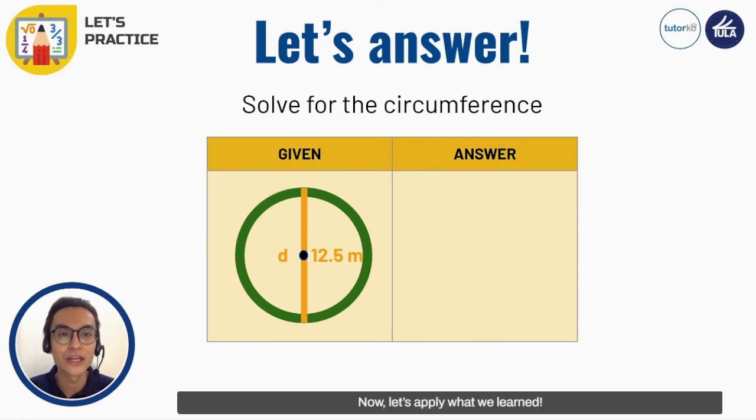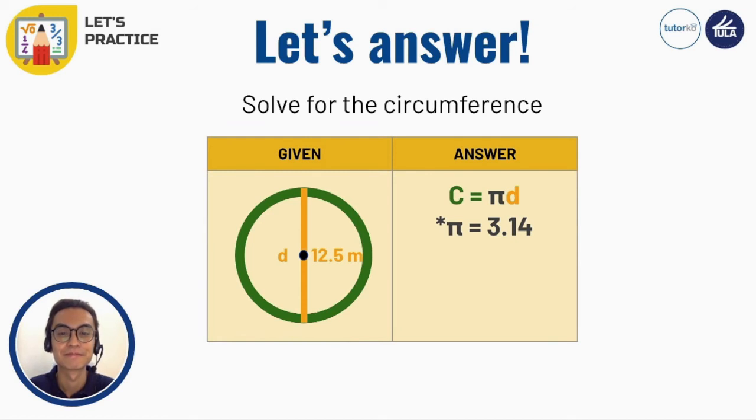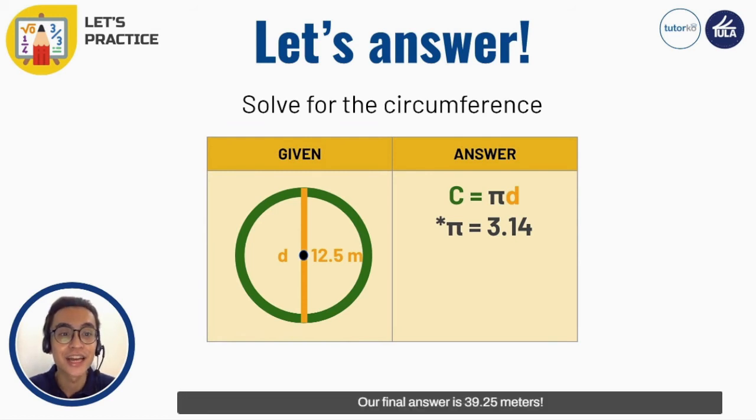Now, let's apply what we learned. Let's solve for the circumference of a circle with a diameter of 12.5 meters. Tandaan, ito ang formula natin. You may pause the video and solve, then you can play again to see the final answer. Our final answer is 39.25 meters.